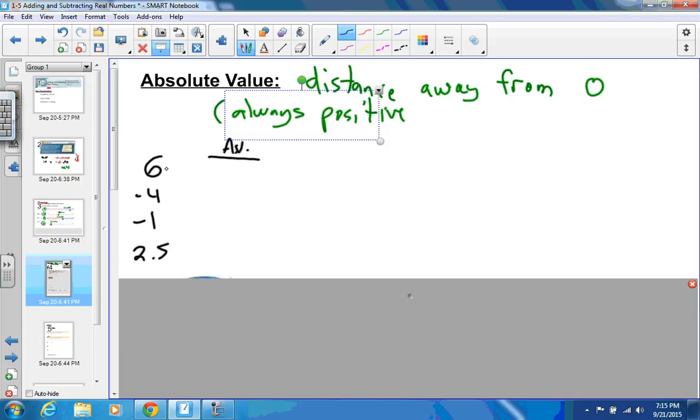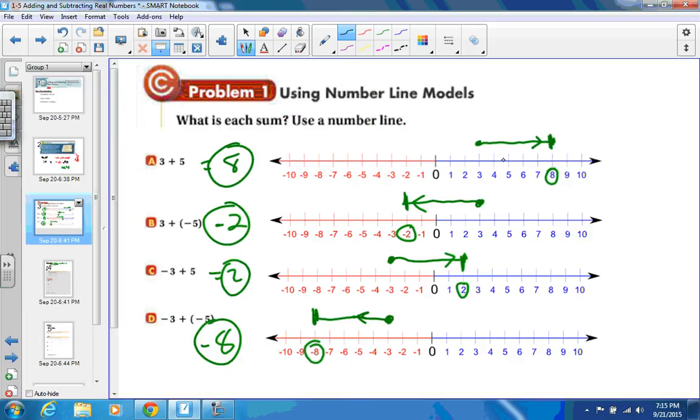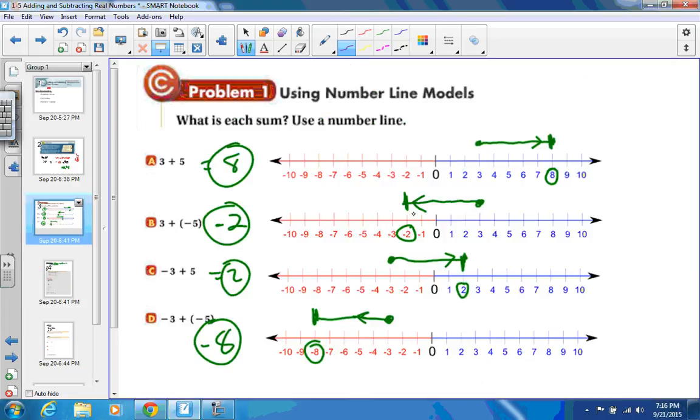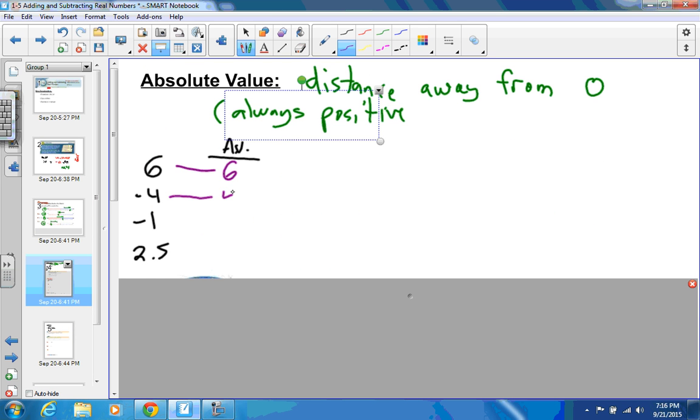Of these, how far away is 6 from 0? Well, it's 6 places away from 0. If you look at a number line here, 6 is 1, 2, 3, 4, 5, 6 away from 0. So our absolute value there would be 6. Absolute value of negative 4, how far away from 0 is that? It's not negative 4 away from 0 because it's just a distance, so it's 1, 2, 3, 4 away from 0. So that was a 4. How far is negative 1 from 0? The absolute value, that would be 1 away from 0. 2.5 is 2.5. Now, you'll notice it's always just a positive value of whatever number you're dealing with. So absolute value is always going to be positive.